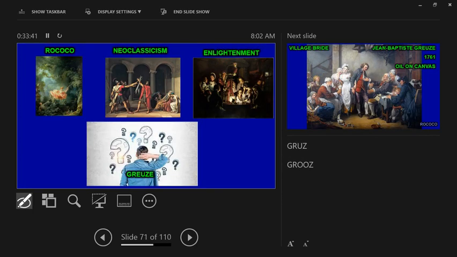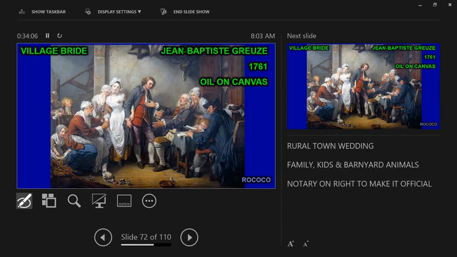All right, I've got another artist. His name is Greuze. He also does not fit in with Rococo. He's classified as a Rococo artist, but he doesn't quite fit in with any of the genres or categories going on at the time of the late 18th century. And his famous painting is The Village Bride.